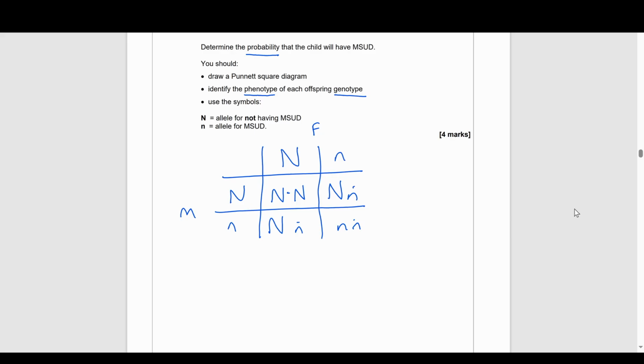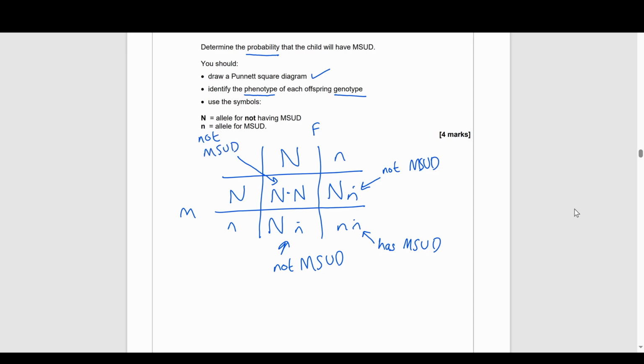So we've done our Punnett square diagram now. We need to identify the phenotype of each offspring genotype. Remember, we've done this already. So this double recessive genotype will have MSUD. This one, not MSUD. Again, should be the same here, not MSUD. And then this one, because it doesn't have any lowercase alleles at all, definitely not MSUD.